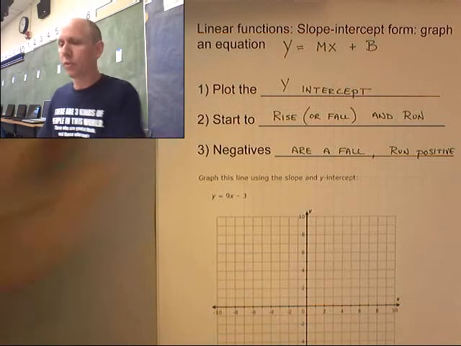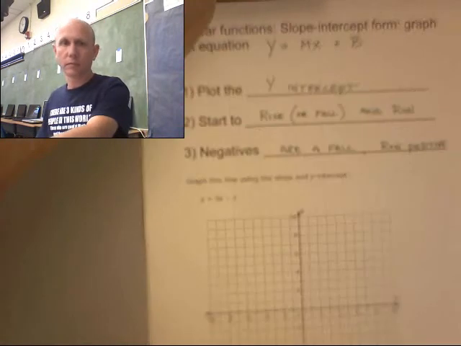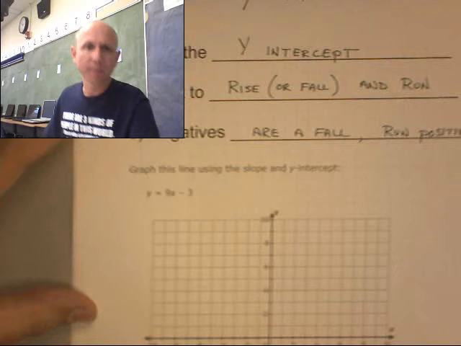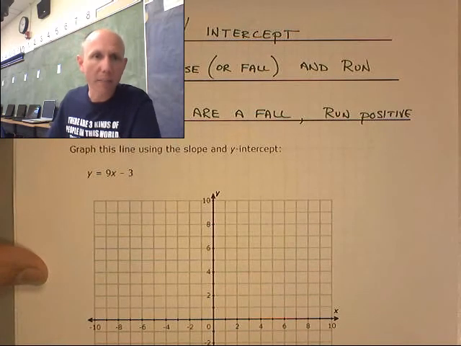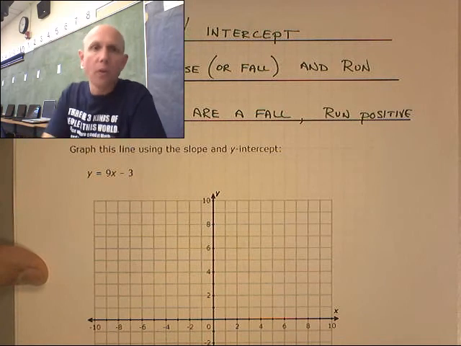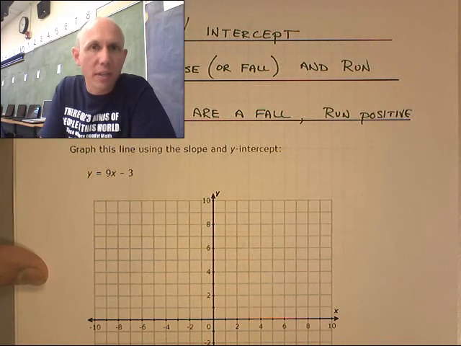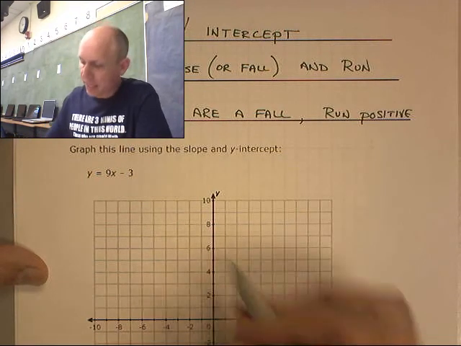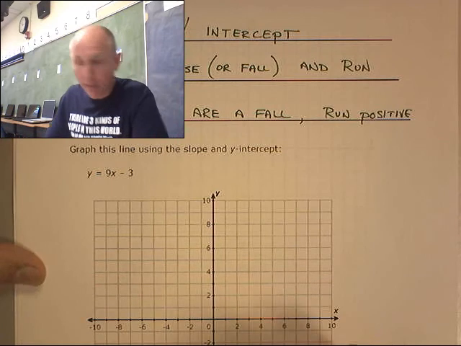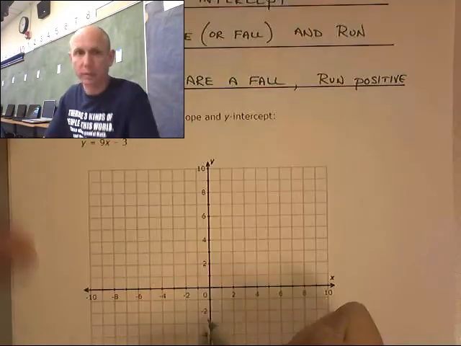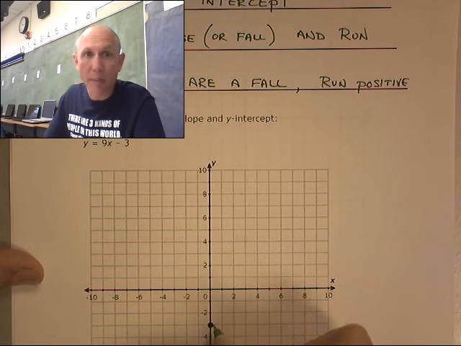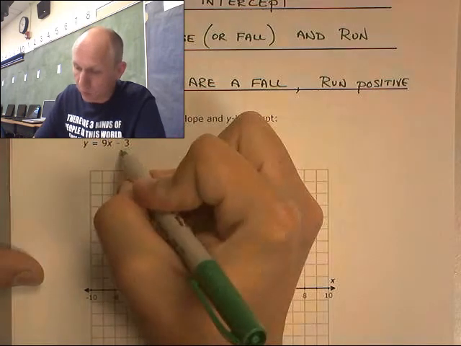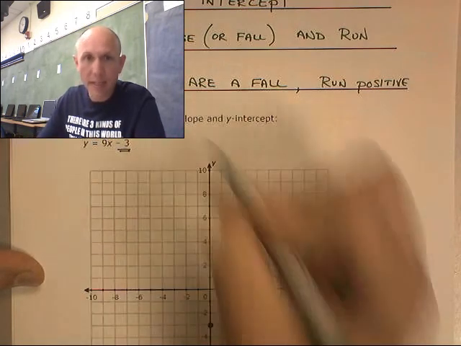Okay? Let's see if we can do this. Here we go. Y equals 9x minus 3. First off, where is the y-intercept? The y-intercept is at negative 3. It's right here off my video screen. This is my starting point. I start by plotting the y-intercept, so I started right here with that negative 3.